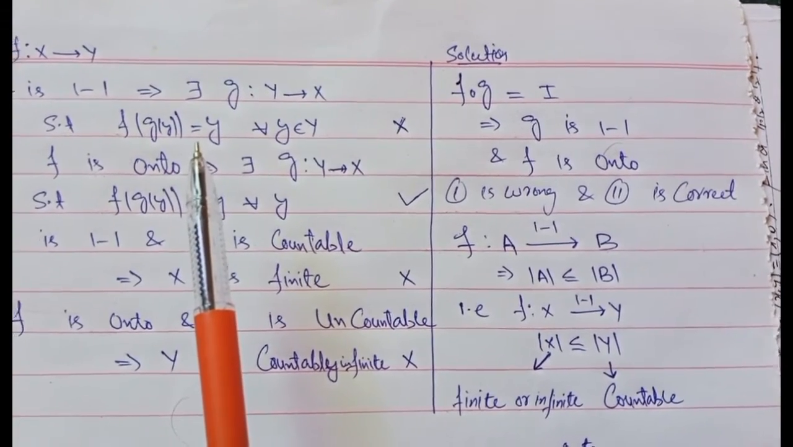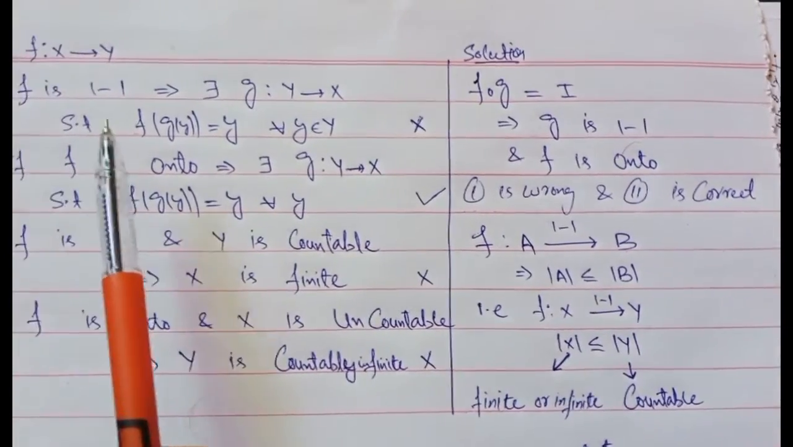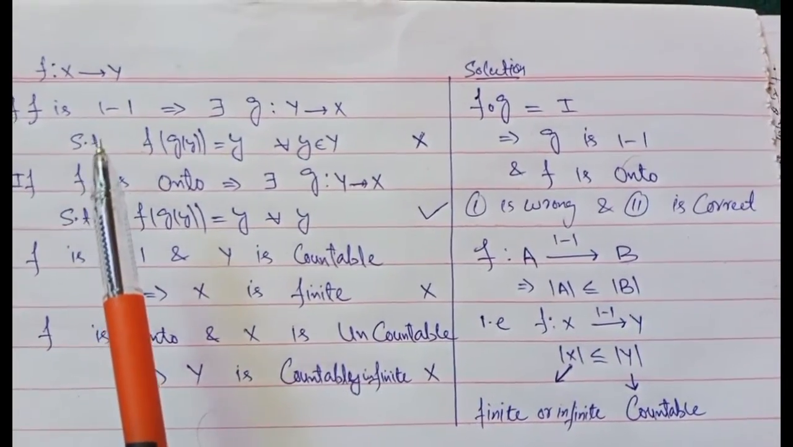So if we see the right side, f must be an onto function. But option first says f is 1-1. So option first is wrong.